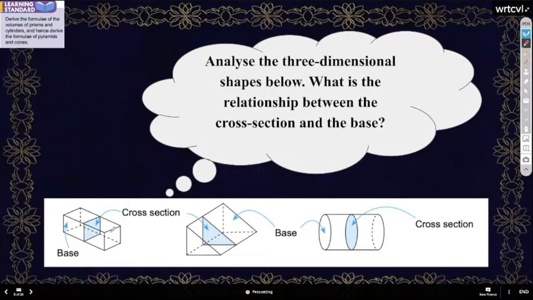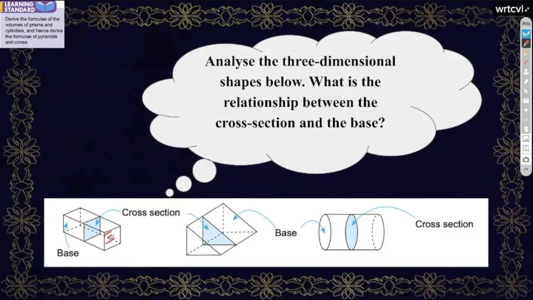This piece, the blue one, is the same as this one. This is a base also. So this is a cross section of the prism, a triangle in shape. So you see the base is also a triangle. Sama lah, bentuk sama. Okay, and this is the cylinder, right?